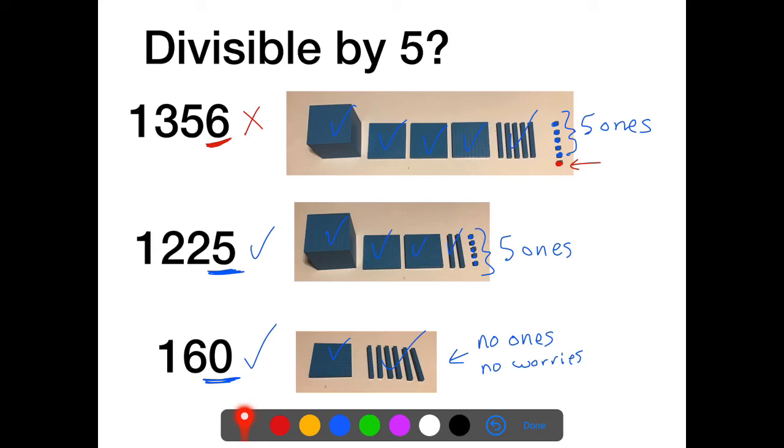1,225 is divisible by 5. Ignore everything except the ones. I have 5 ones or 5 equal groups of 1, so the whole number is divisible by 5. 160 is divisible by 5. I don't have any ones. I can ignore the hundreds and the tens, and the ones don't cause a problem, so the whole number is divisible by 5.